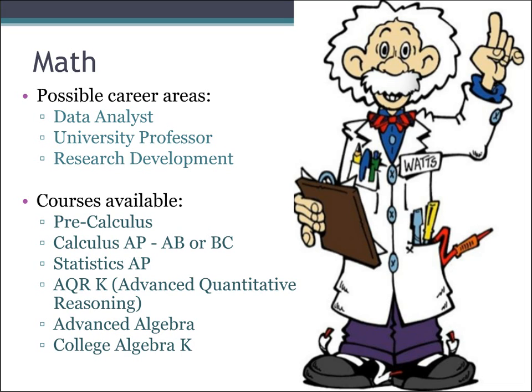Some courses available in high school would be pre-calculus, calculus AP. You can take the AB section or the BC section. Statistics AP, AQR, which is a K-level course, and that stands for Advanced Quantitative Reasoning, Advanced Algebra, and also College Algebra. The K-level course is available in high school.